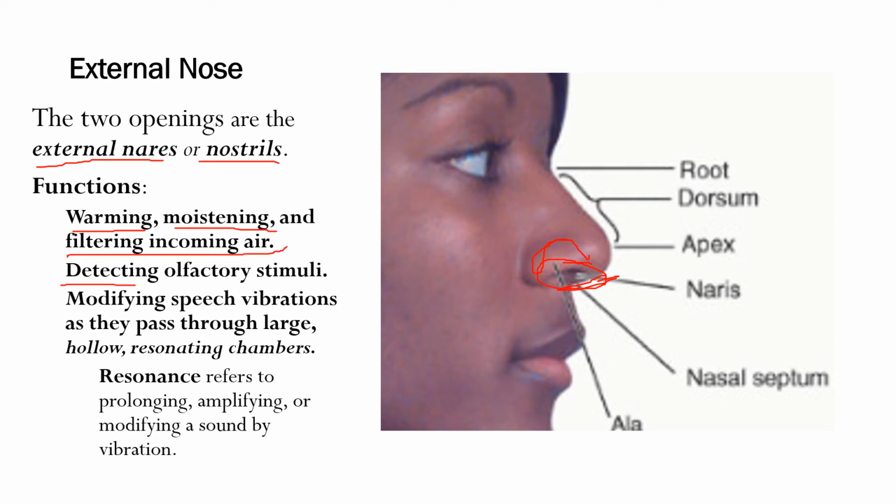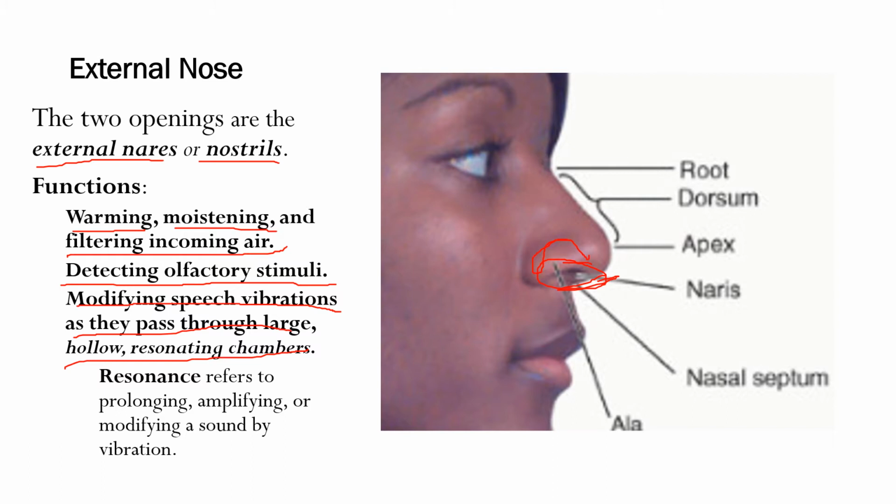You can detect olfactory stimuli. That's smell, right? Because along the membranes in there, the mucous membrane of the external nose, there are olfactory receptors within the membrane. Now, your nose can actually modify speech vibrations as they pass through the large, hollow, resonating chambers.